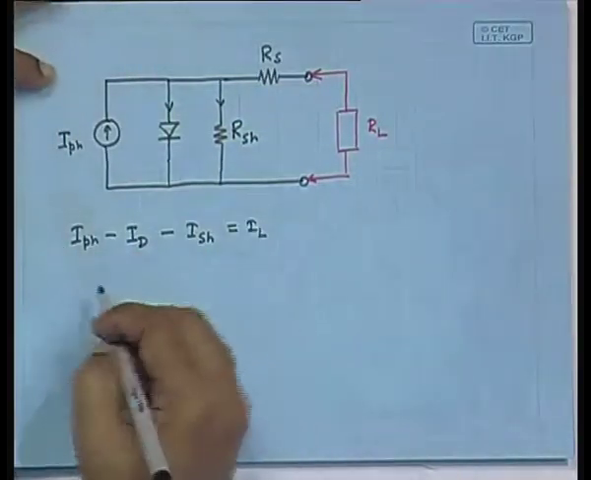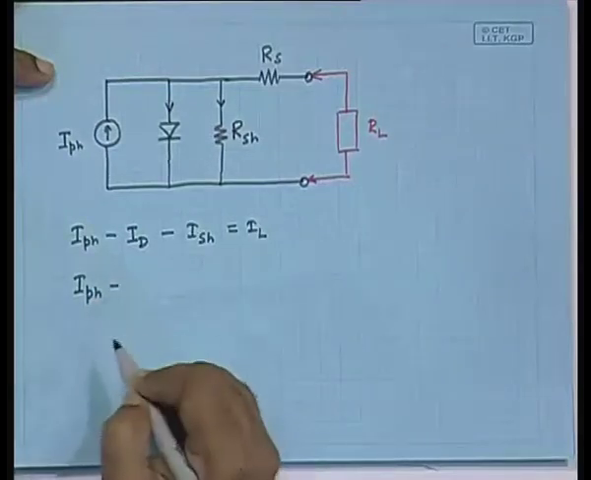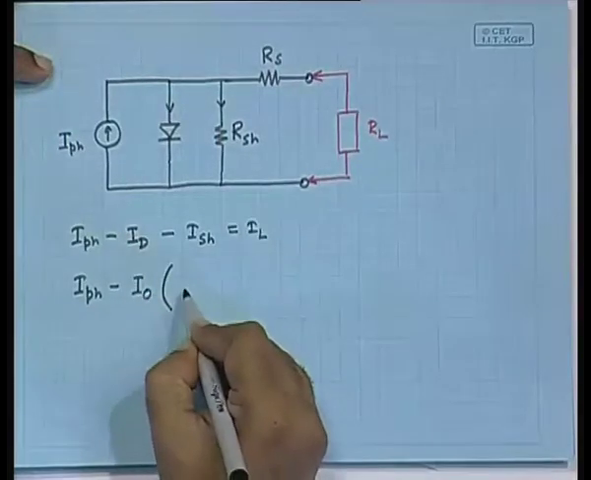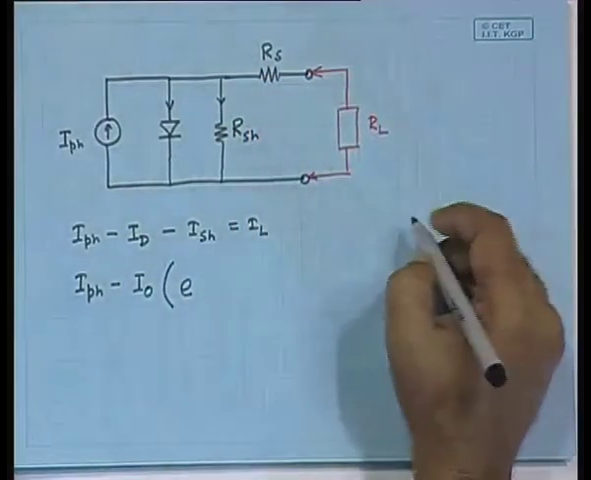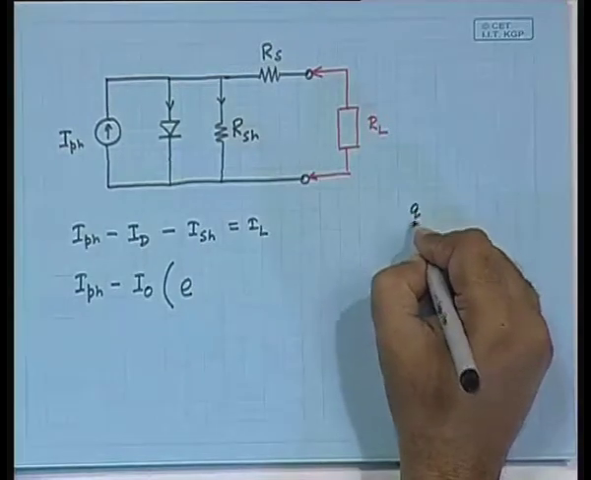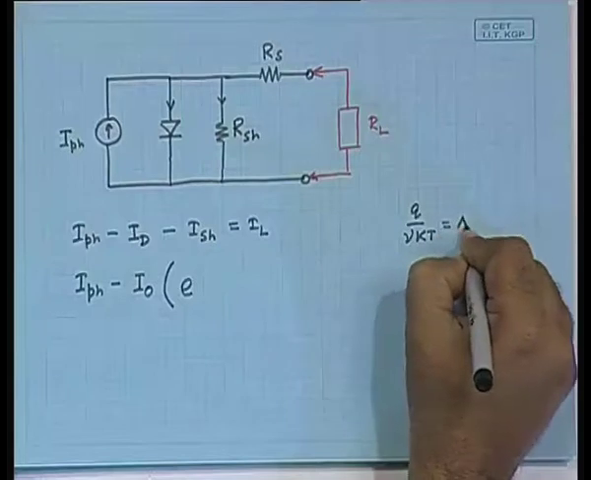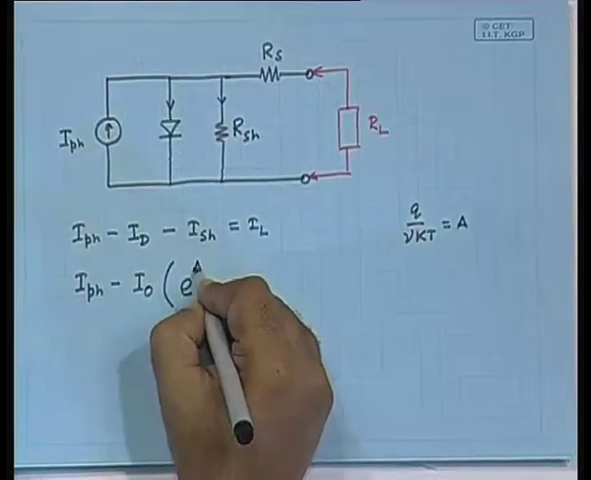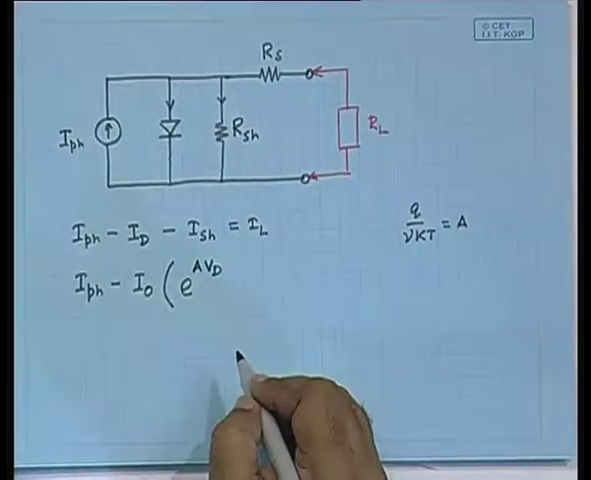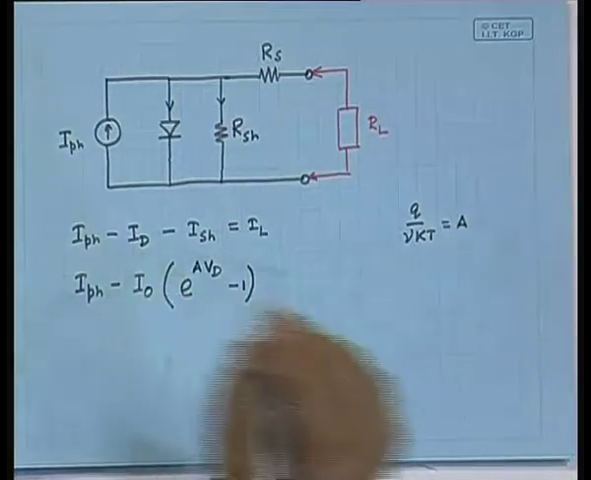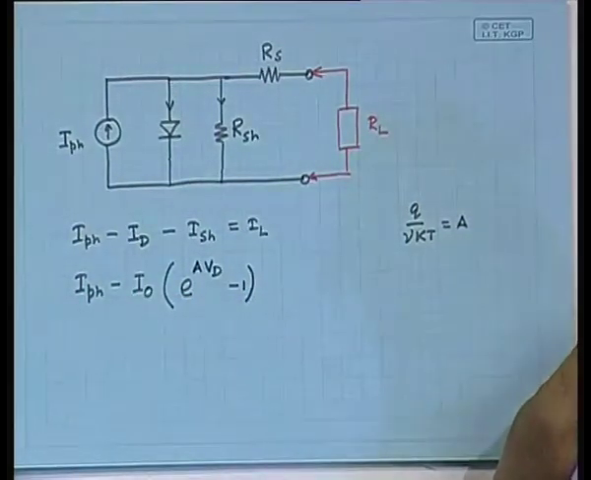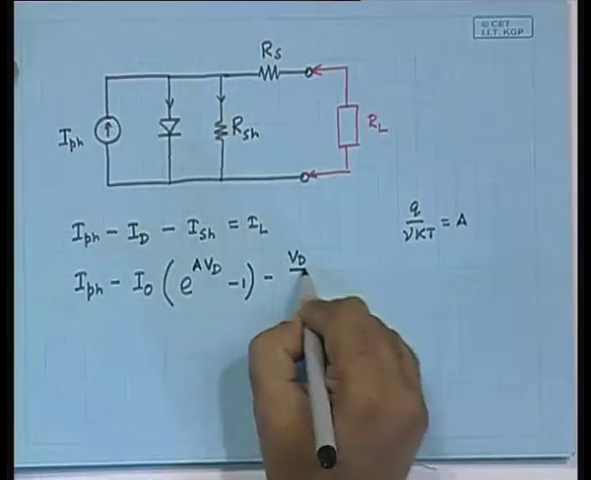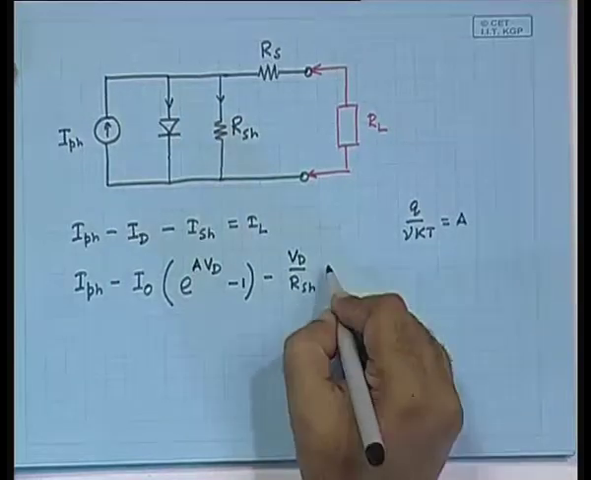So, let us break them up. I_PH minus I_D is I naught e to the power. Now, let us make it shorter. The things that do not change, like q by gamma k T, let us call it A. So, the things that we have to write again and again will be smaller. Okay. So, this is A V_D minus 1, this is the diode current, minus I_SH. What is I_SH? V_D by R_SH is equal to I_L, clear.